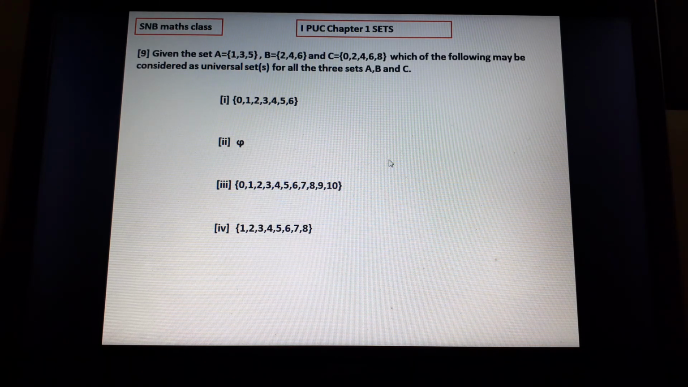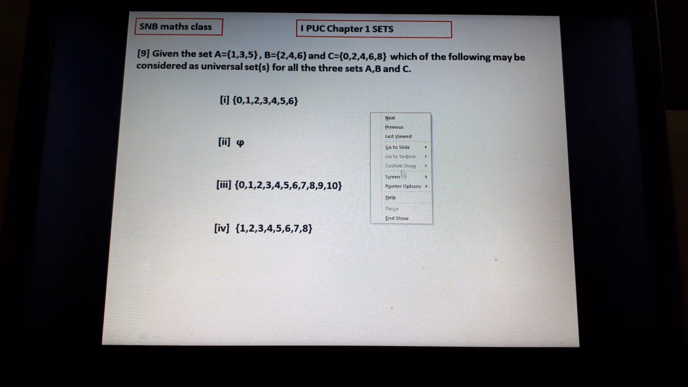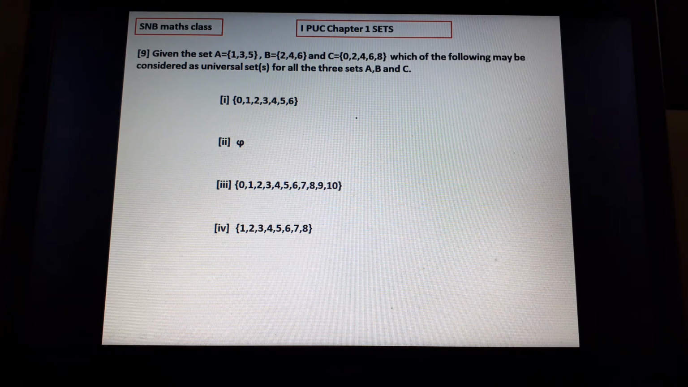Next, given the set A equal to 1, 3, 5, 2, 4, 6 and 0, 2, 4, 6, 8, which of the following may be considered as universal set or sets? Because here there may be more than one which is possible, but we have to consider. Say first one, if you take 0, 1, 2, 3, 4, 5, 6, but here 8 is there. So definitely I can't take this as the universal set for all the three.